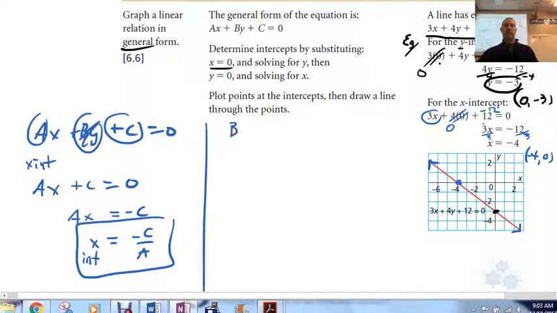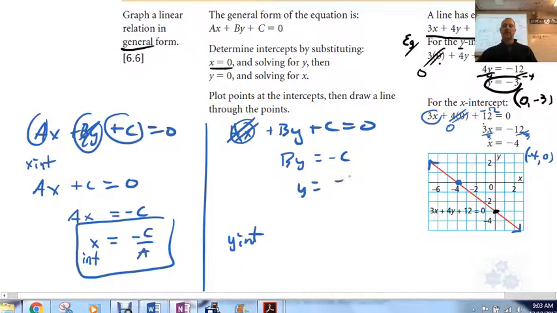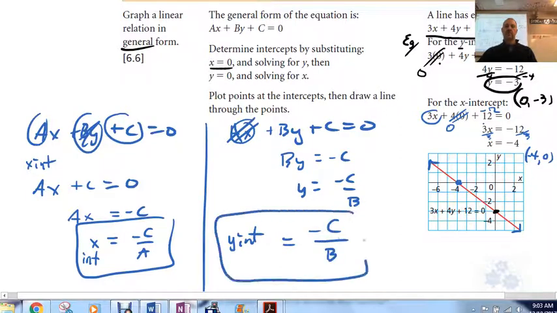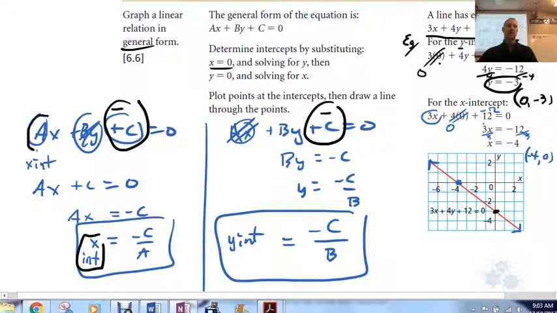What about your y-intercept? Well, by the same logic, we'll do this. Okay, so for the y-intercept, we'll let x equal 0, so that's gone. We have by equals negative c, so y is negative c over b. Okay, so that is your y-intercept. So those are pretty handy as well. How can you remember that? The intercept is always negative c, negative this value for both of them, and then divided by the number that's attached to the variable. If you want to find the x-intercept, negative c over a.